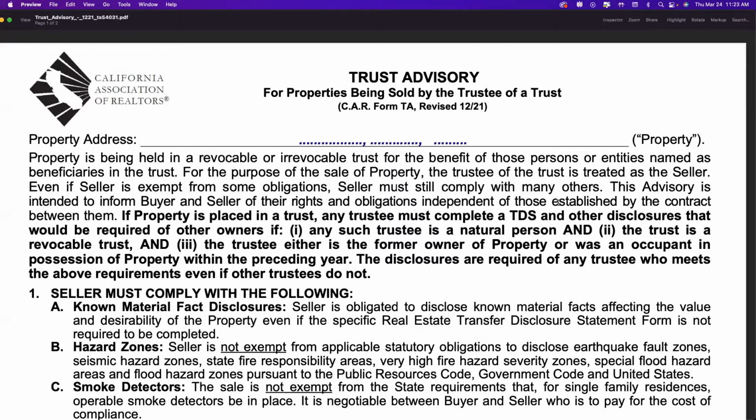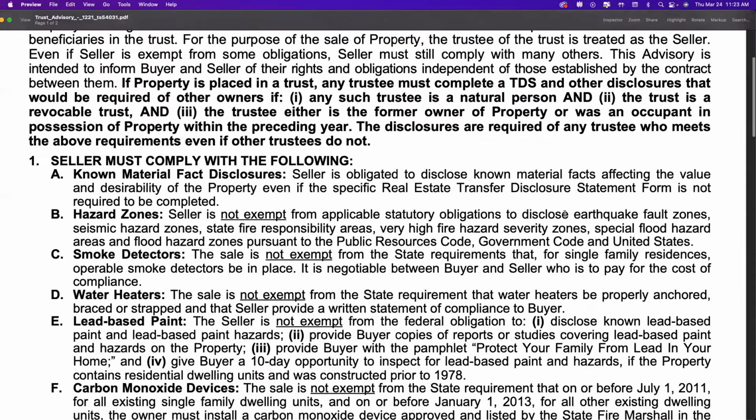But if, for example, I passed on and my successor trustee was the person that was selling the property, then we would have to include this into our purchase agreement. And what this does, this purchase agreement, it just talks about what is and isn't required of a successor trustee to provide as a disclosure in a sale.